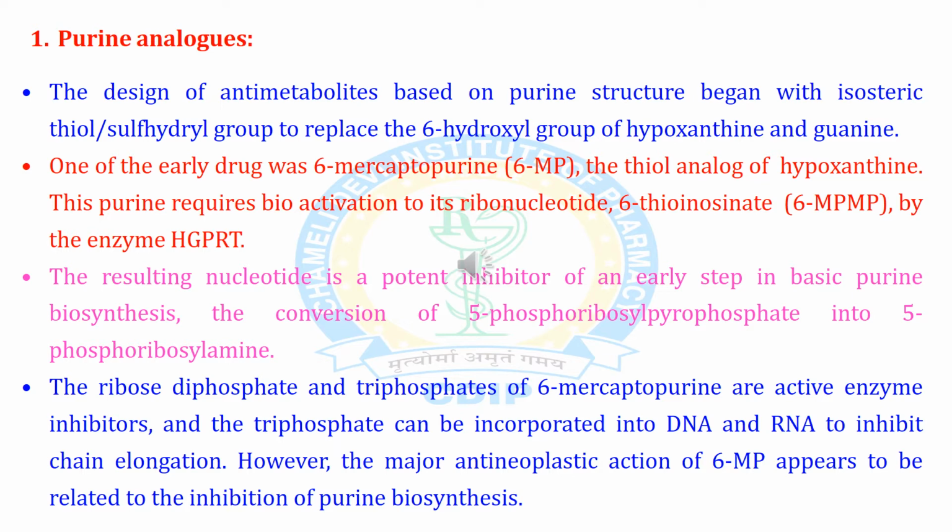These purines require activation to the ribonucleotide, 6-thioinosinate, by the enzyme HGPRT. The resulting nucleotide is a potent inhibitor of an early step in de novo purine biosynthesis, the conversion of 5-phosphoribosyl pyrophosphate into 5-phosphoribosylamine. The ribose diphosphate and triphosphate of 6-mercaptopurine are active enzyme inhibitors, and the triphosphates can be incorporated into DNA and RNA to inhibit chain elongation.